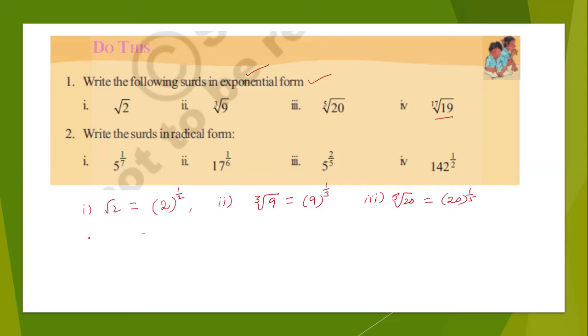Now you move to the second question. Here also there are 4 questions. Write the surds in radical form.